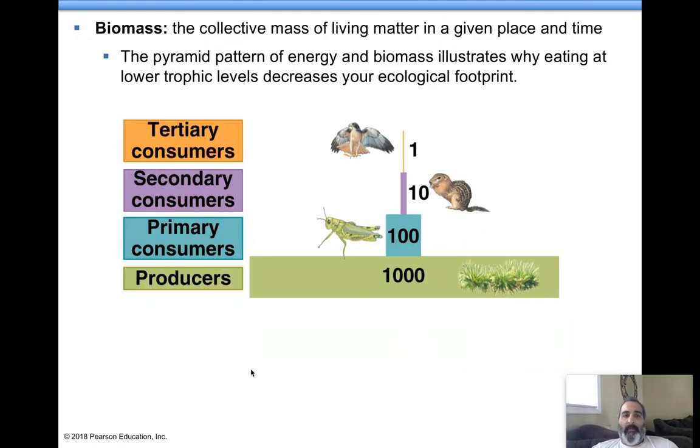All right. And I just mentioned this. I just demonstrated how the biomass changes as you move up. Okay. So as you go up a food chain, less biomass. As you go down a food chain, more biomass.